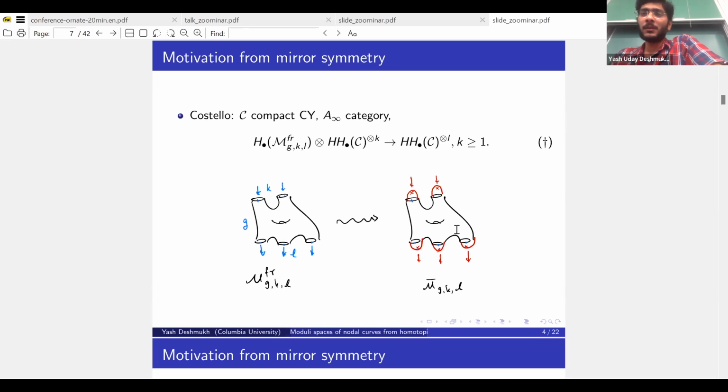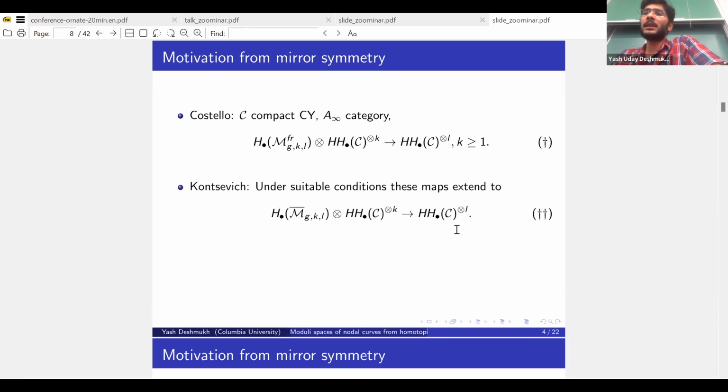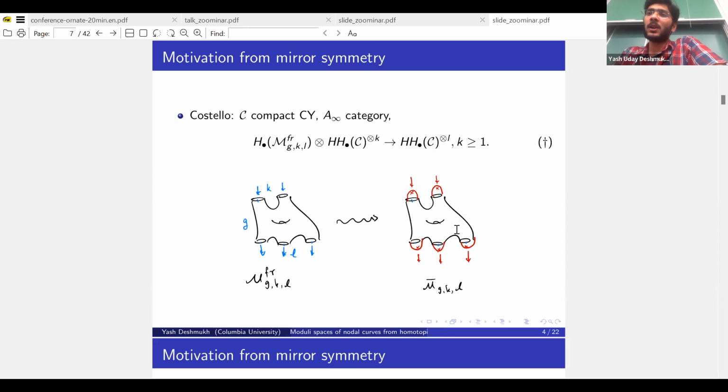And what Kontsevich proposed is that under suitable conditions, we should be able to actually extend this map constructed by Costello to a map which is parameterized by homology classes on, in fact, the Deligne-Mumford compactification. So in some sense, we are lifting the map given in Costello's statement along the map from framed Riemann surfaces to compactified moduli spaces of Riemann surfaces.